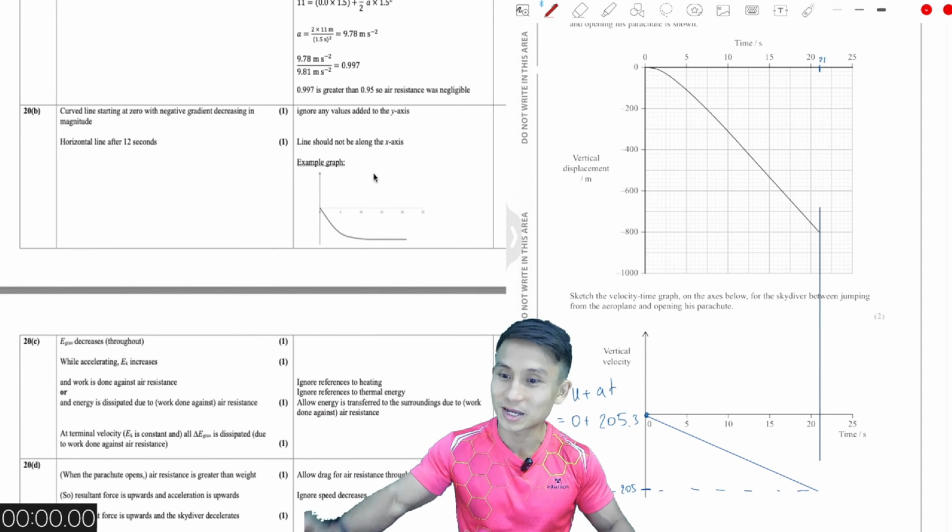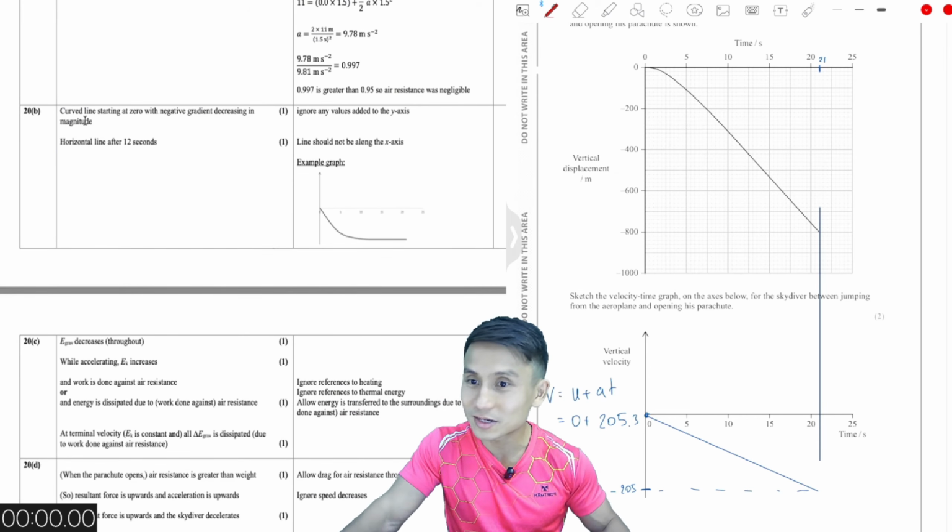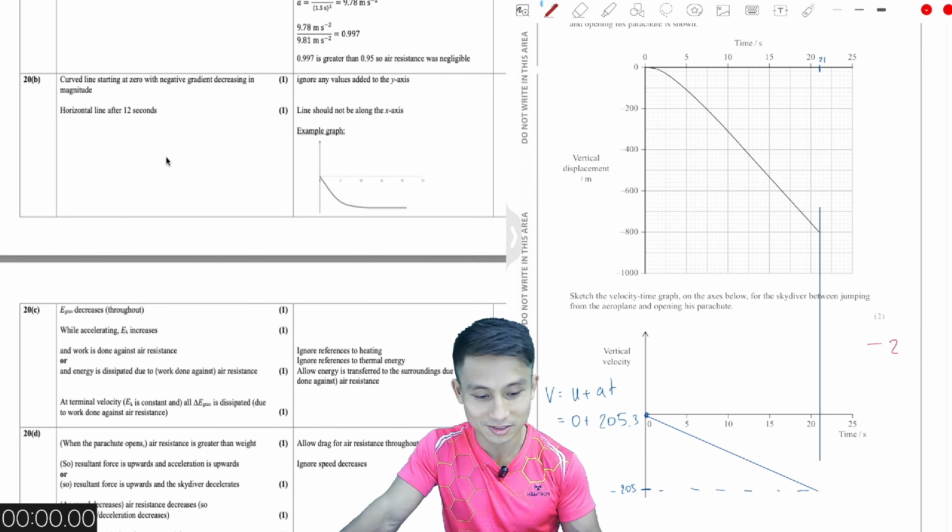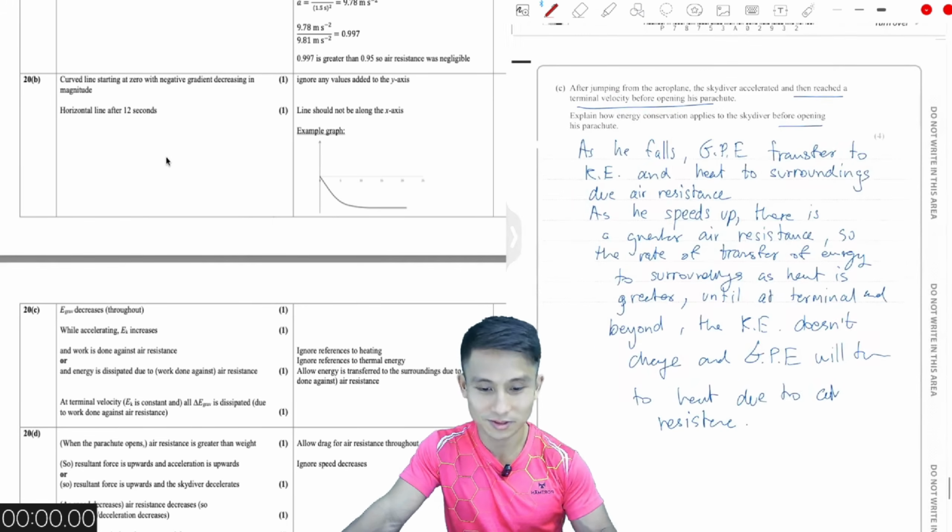Okay, so how many marks do I get here in part B? Curved line starting at 0 with negative gradient decreasing in magnitude. Nope. Horizontal line after 12 seconds. I got 0. Alright.